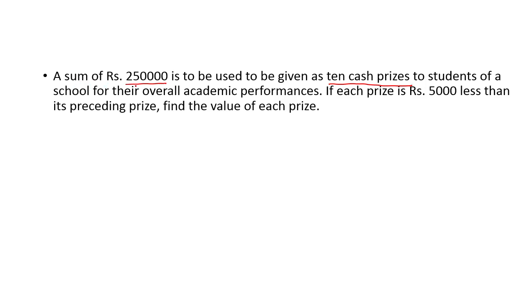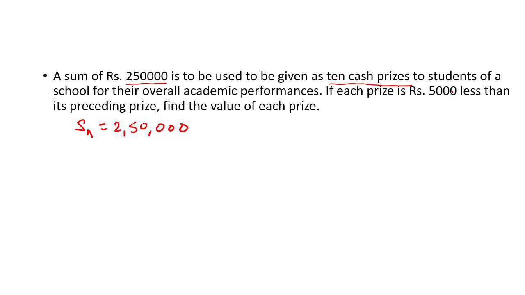So we have a sum of rupees 2,50,000. So this is like the total sum. So this 2,50,000 refers to SN, the sum. So SN is 2,50,000, which is to be given as 10 cash prizes to these 10 students, and each prize has to be 5,000 less than its preceding prize.